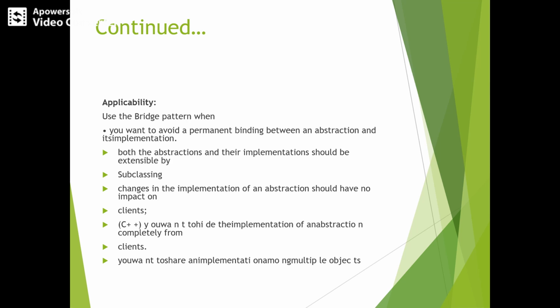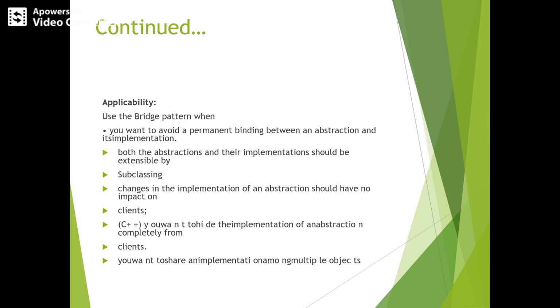Another: use the bridge pattern when changes in the implementation and abstraction should have no impact on the client. This needs to be considered, because whenever there is a change in the implementation of an abstraction, it should always have no impact on the client. Whatever the client expects, he can access all the details, but there are no changes from the implementation of particular abstract classes. So the main thing is that the client code should not have to be recompiled.